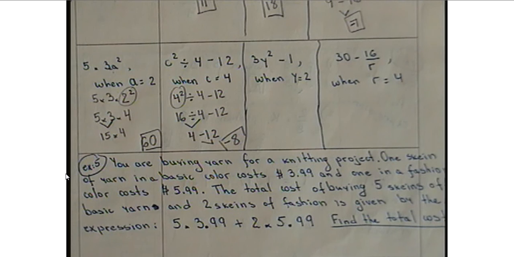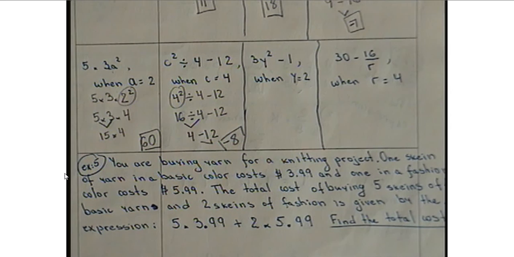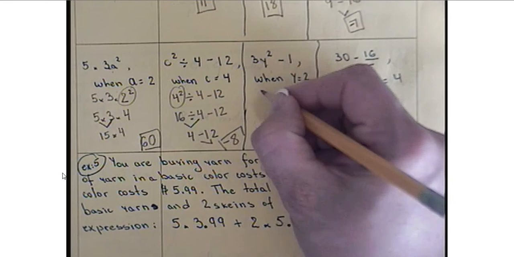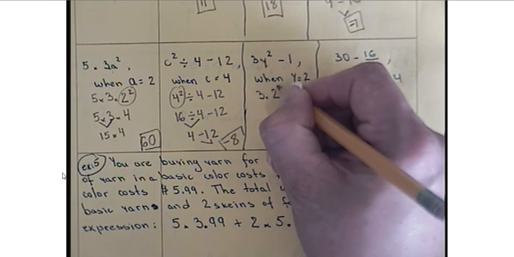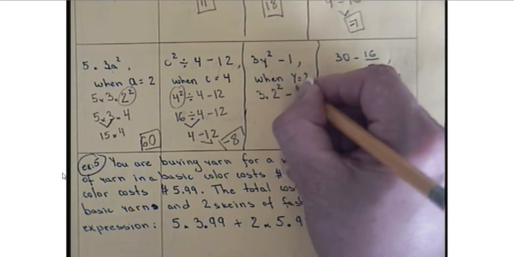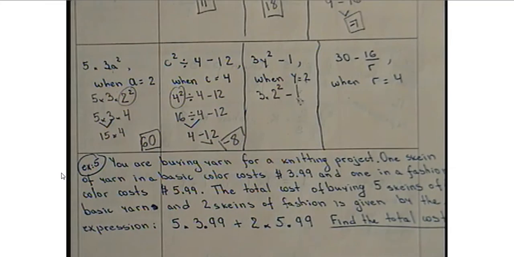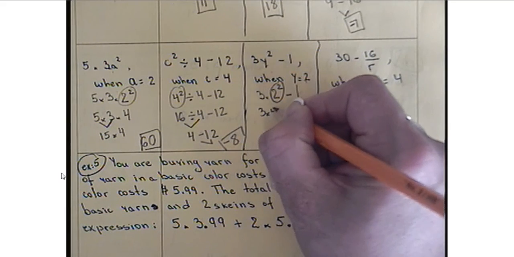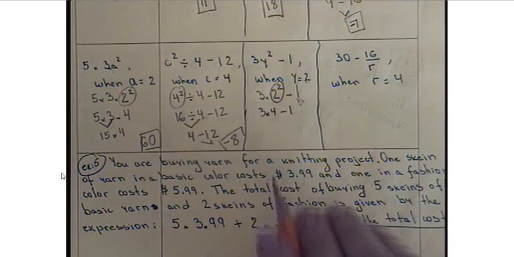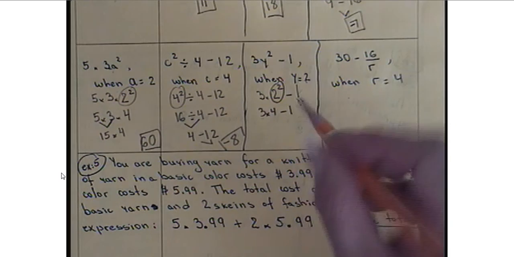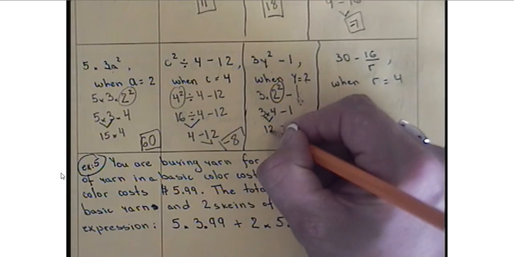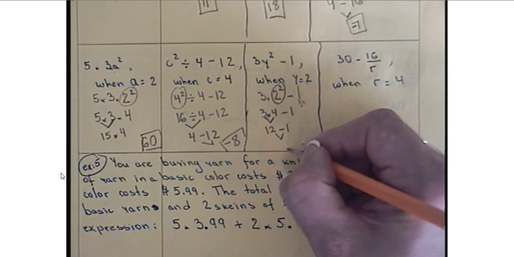Next example, 3y squared minus 1. So instead of y, we will put number 2 here. So it will be 3 times 2 to the second minus 1. Now I'm going to write down the exponent. So it will be 3 times 4 minus 1. Multiplication and subtraction. Multiplication will be the first operation, which is 12 minus 1, final answer 11.